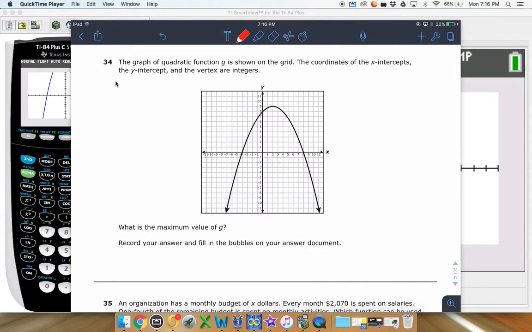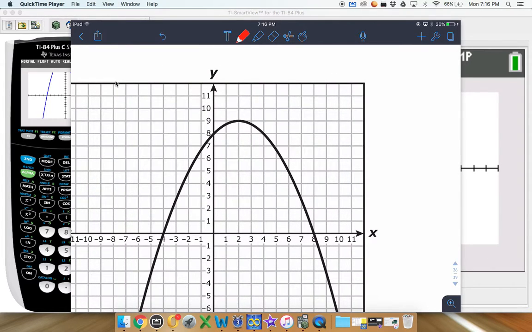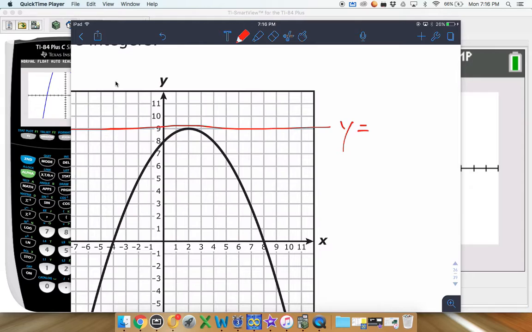Alright, the graph of the quadratic function g is shown on the grid. The coordinates of the x-intercept and the y-intercept and the vertex are integers. What is the maximum value of the function g? It's exactly what it sounds like. It's how high this graph comes. What's the highest y value? What's the maximum value right there? It's got to be 9, if you just look at it closely.